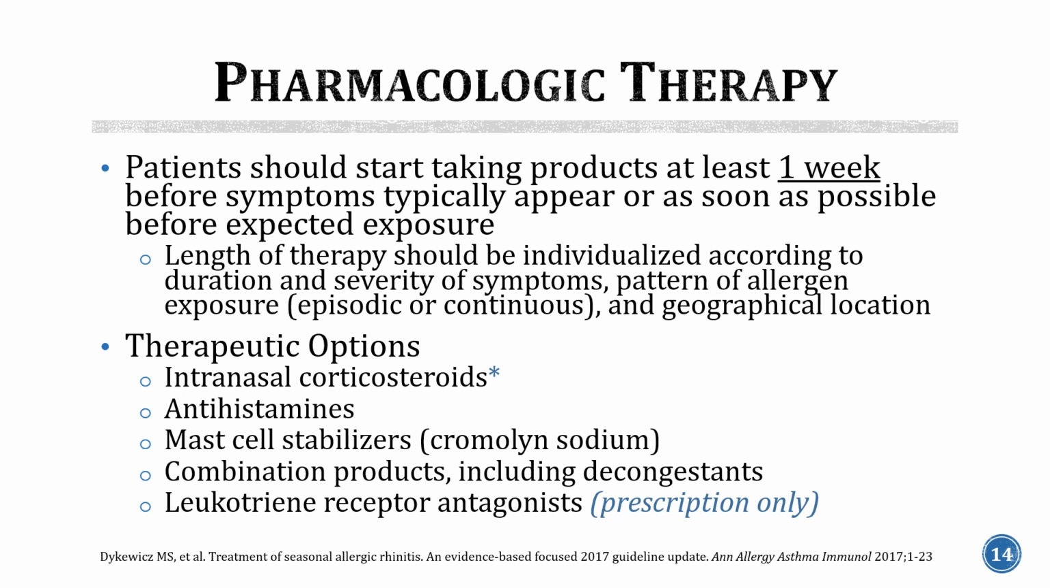So intranasal corticosteroids like Flonase are typically the first line option. Antihistamines like Claritin and Allegra are commonly used pills. Mast cell stabilizers like cromolyn, also known as nasal crom, are useful since the mast cells are present in the nose, and those are what help release the histamine and other inflammatory mediators like we said.